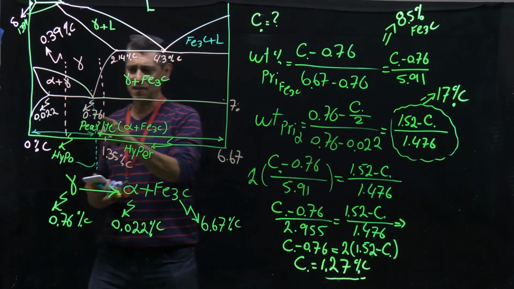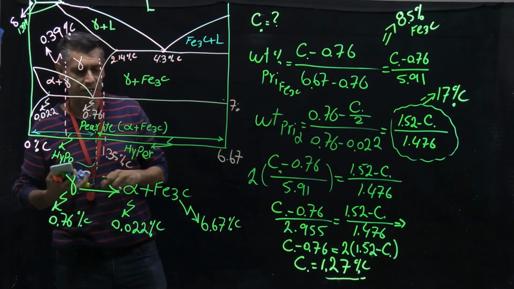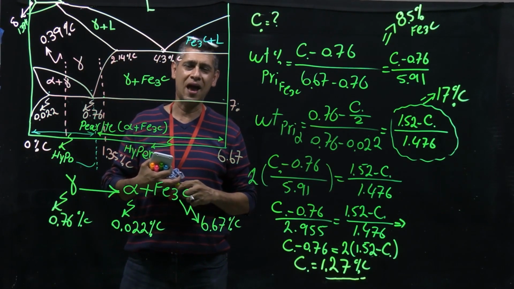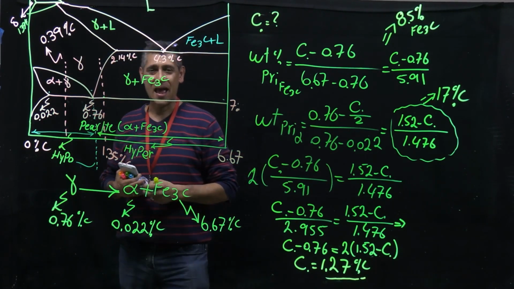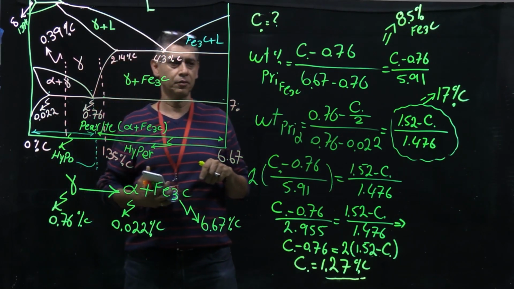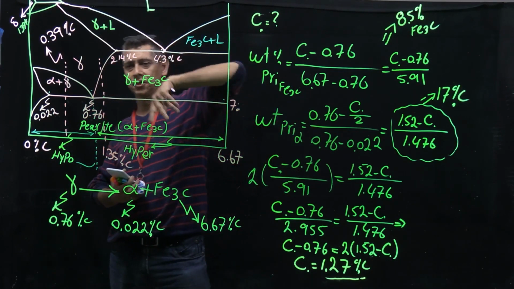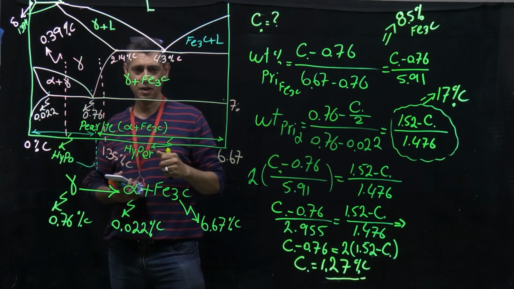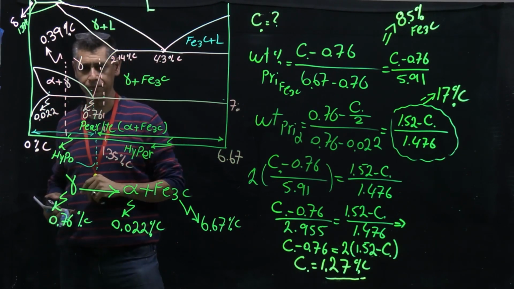Bear in mind, this value here, 0.76, it's only when you have carbon iron. If you have alloying elements, all of them reduce this percentage. If you have 4% nickel, instead of 0.76, you have 0.7. That's one thing. So everything is shifted this side.